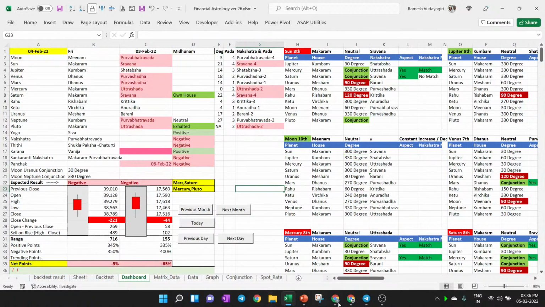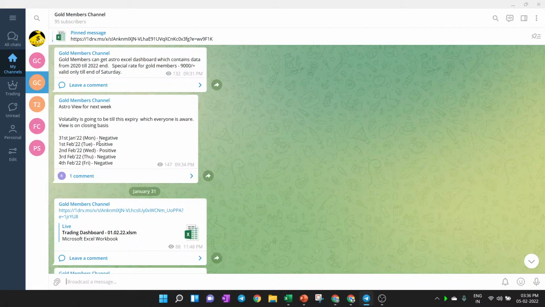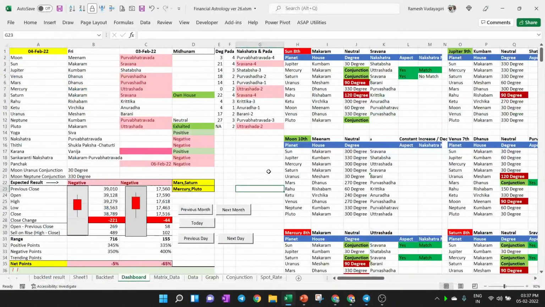So out of the views already given to the members for last week, only this one went wrong because of the rule change. Otherwise that also got fixed. The next week's view is also already ready. I'll be circulating it to the gold members by the end of this week. So this is how the financial strategy, the Excel dashboard works, and there is no need for any pre-knowledge for this.